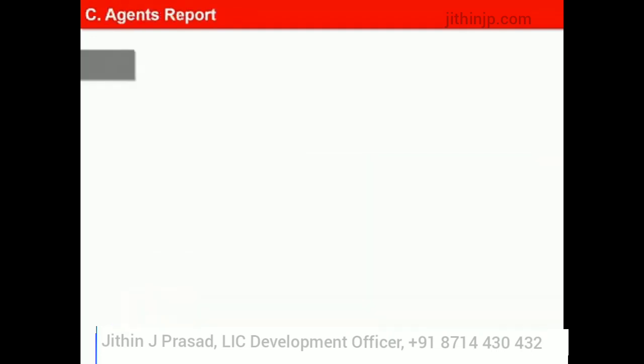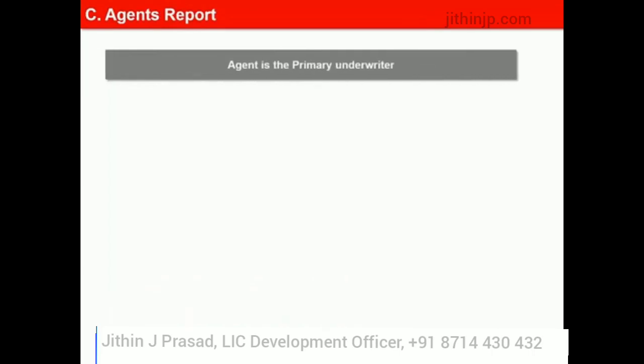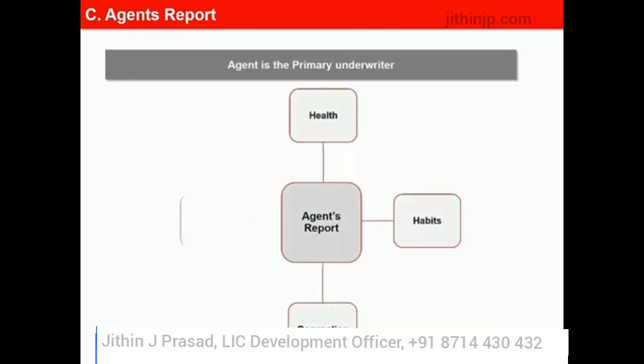The agent is the primary underwriter. All material facts and particulars about the policyholder need to be revealed by the agent in his or her report. Matters of health, habits, occupation, income and family details need to be mentioned in the report.